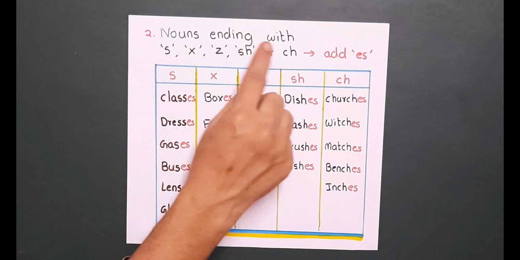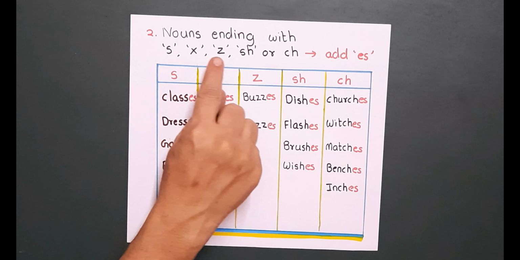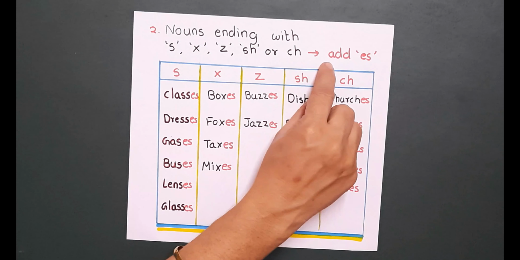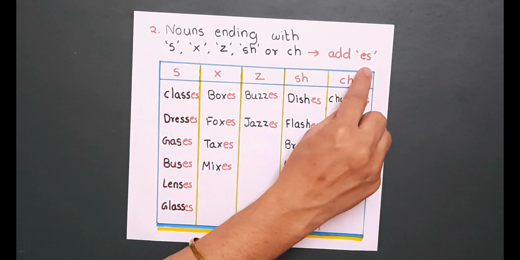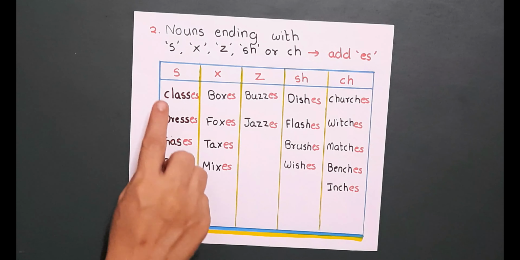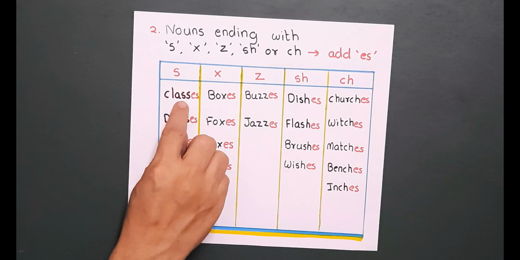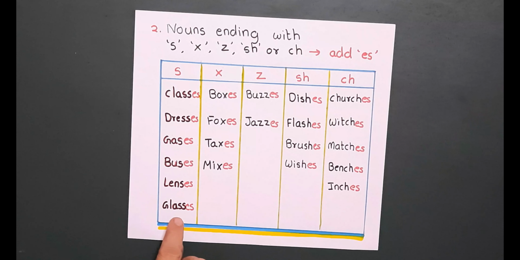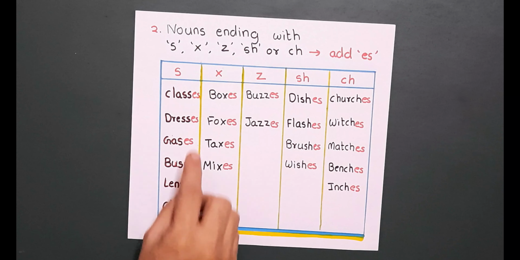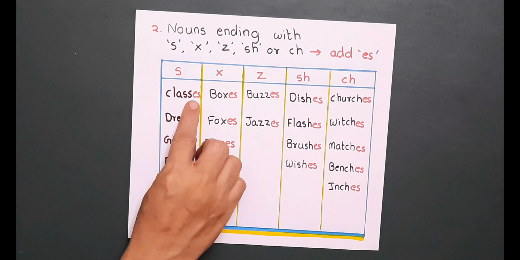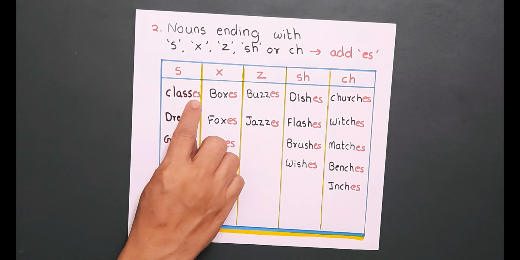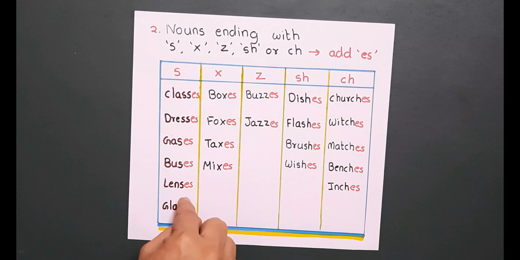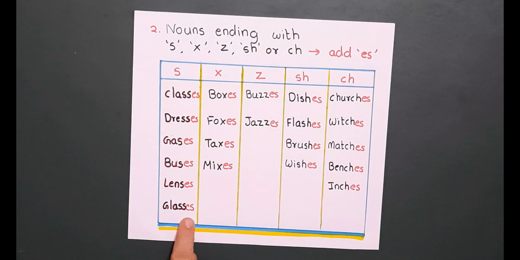Now, for nouns ending with s, x, z, sh, that is sh, and ch, that is ch, the plurals are made by adding es. Here are the nouns ending with s like class, dress, gas, bus, lens, glass. Here the plurals are made by adding es, like classes, dresses, gases, buses, lenses, glasses.